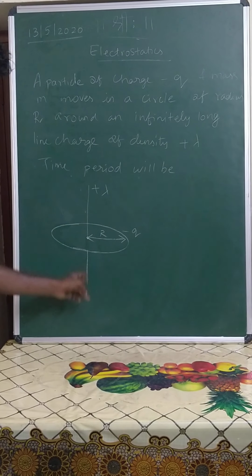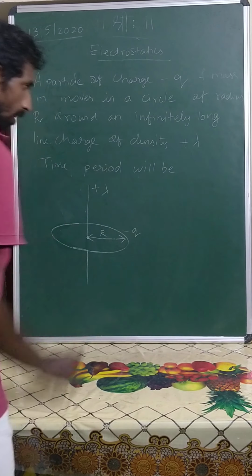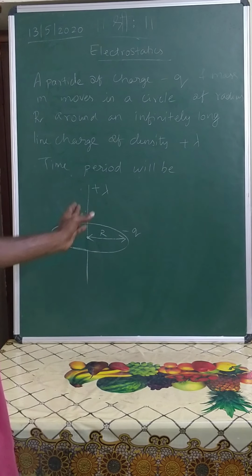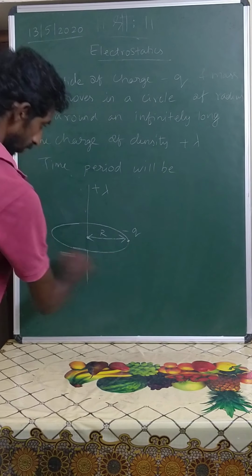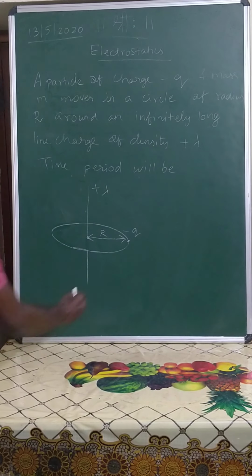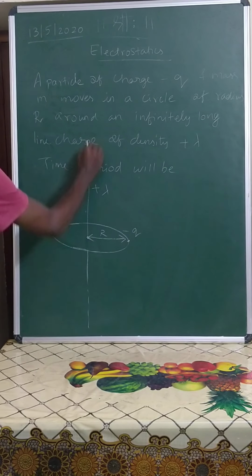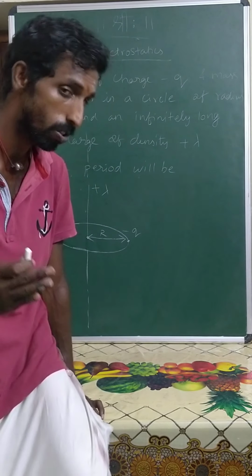So the charge density of this infinitely long line charge is plus lambda. We know that lambda is q by L, so no need to take that into account. And you want to find the time period of the moving negative charge in this circular track around the infinitely long line charge. This is not a finite charge, this is an infinite line charge. First thing we want to concentrate.